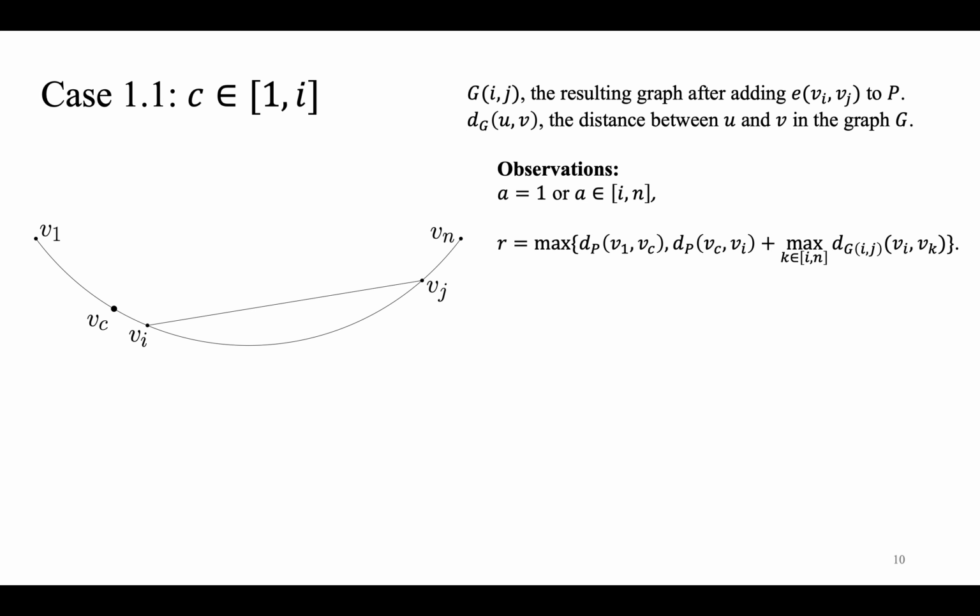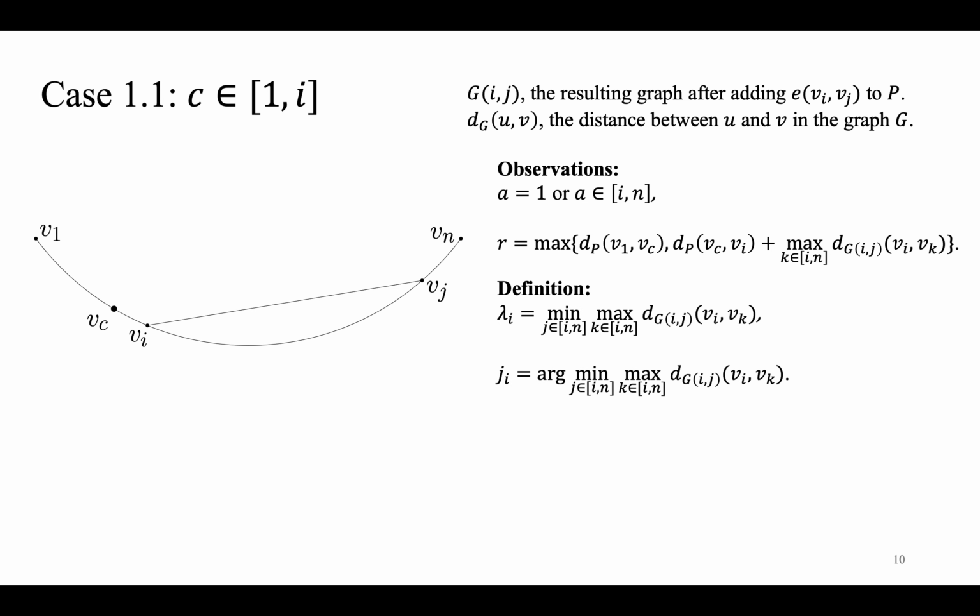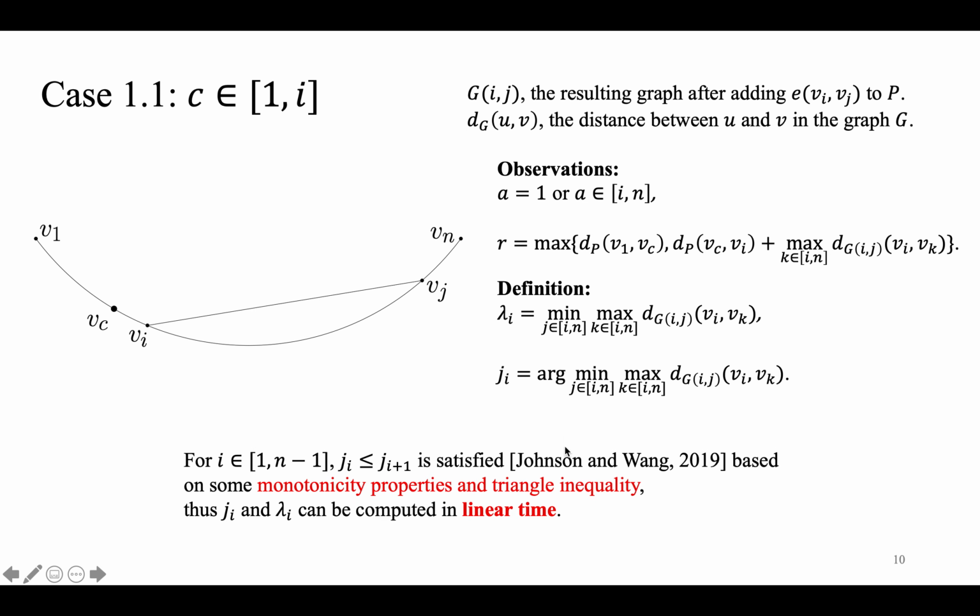Based on this observation, we know that for each pair i, j, we have a maximum distance from Vi to all vertices of the subpath between Vi and Vn. For each i, we define Ji as the j that minimizes such maximum distance among all j larger than i, and such minimized maximum distance is lambda i. Based on Jonathan and Wang's previous work, Ji is less than or equal to Ji+1 based on some monotonicity properties and the triangle inequality. So Ji and lambda i can be computed in linear time.